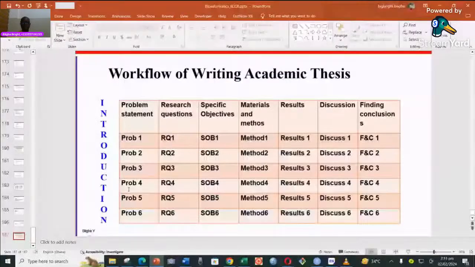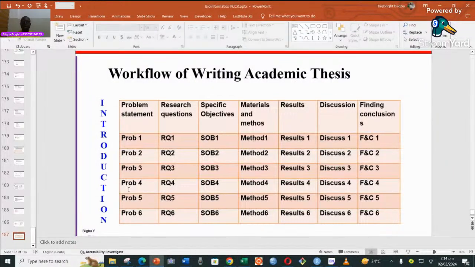So let me try and see if I can share my screen. I have a very bad internet today. Straight. And then now I have this workflow of writing an academic thesis.